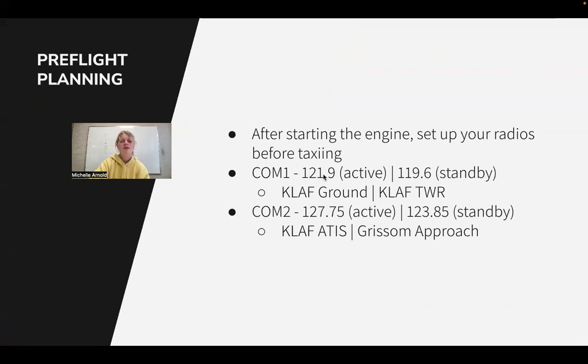So in COM 1, we've got the active is 121.9 and the standby is 119.6. This is going to be Lafayette ground and Lafayette tower. And then in COM 2, we've got 127.5. This is the ATIS, and 123.85, and this is in the standby, and that's Grissom approach. So you just want to make sure before taxiing that you've got all your radios in, and this is on the Purdue checklist as well. So you should be doing that.